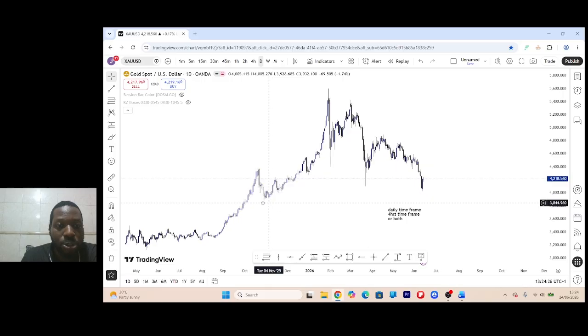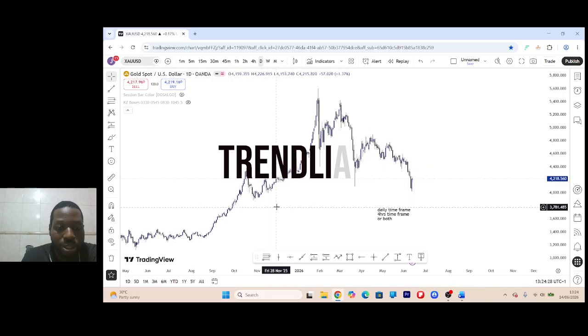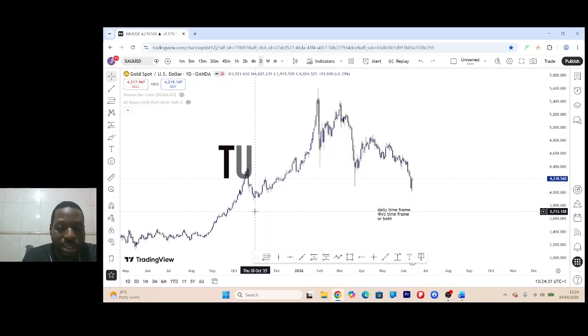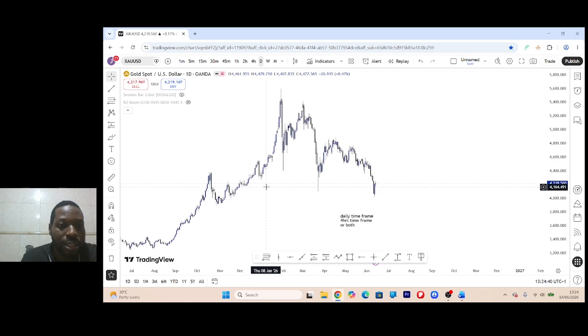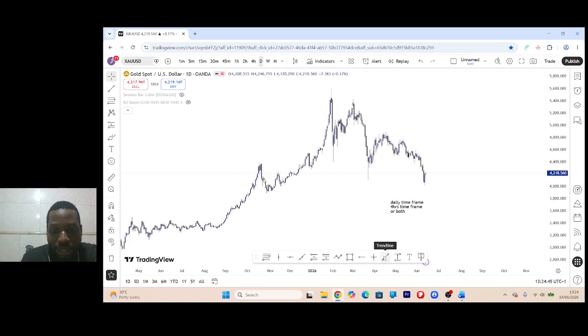So actually, the first method is using the trend line. A trend line is a line that connects the swing lows or the swing highs of the market depending on the direction of the market. So for instance, I'm on the daily time frame. If I'm going to use the trend line to determine my directional bias, I'm going to pick it and connect at least 2 lows, this and this, and I'll now draw it down.